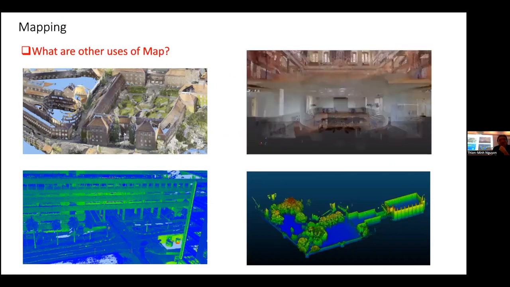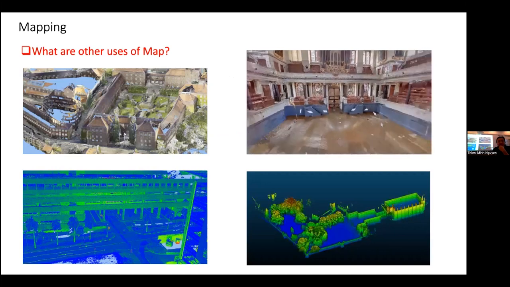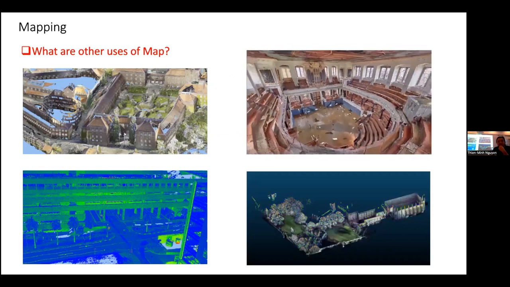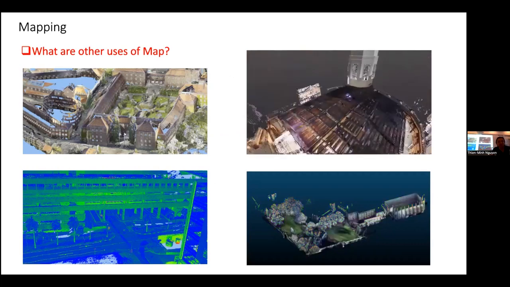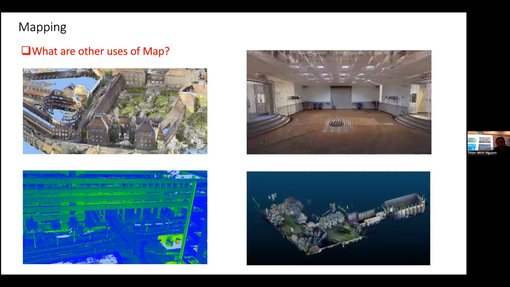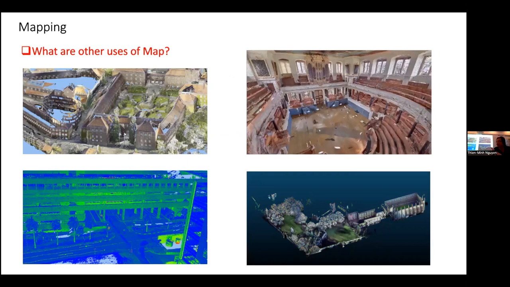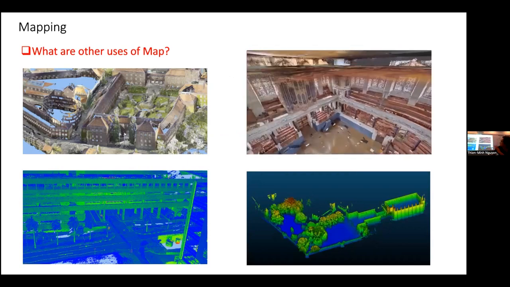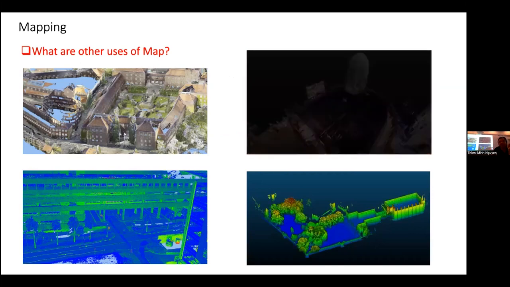So what are the other uses of map? The latest trend I see is that 10 years ago, it was very hard to get ground truth in an outdoor environment at a large scale. But now if you have money and time, you actually can survey and scan your campus or your environments very accurately, to millimeter accuracy.